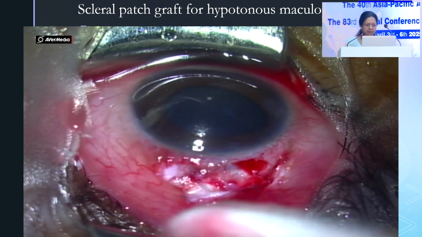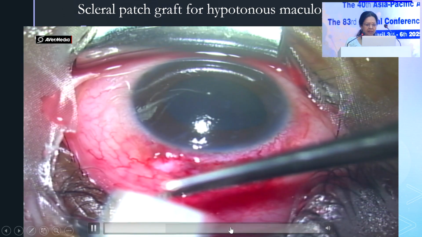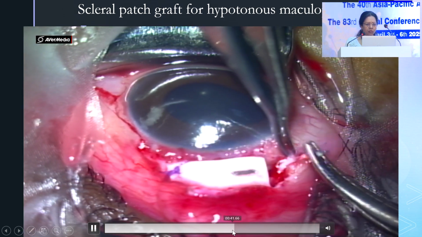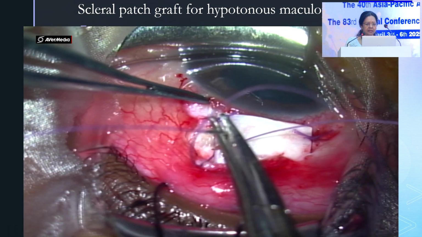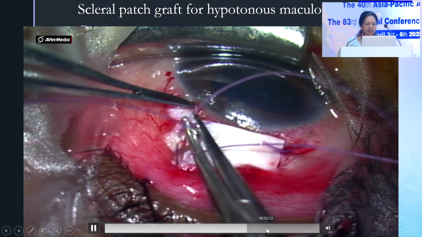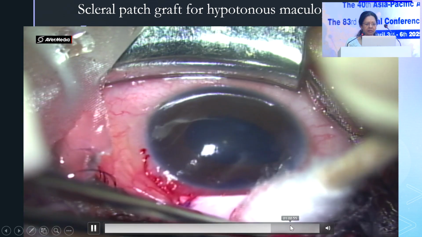So yeah, place a flap, suture it with Vicryl 7-0, and then suture back the conjunctiva.